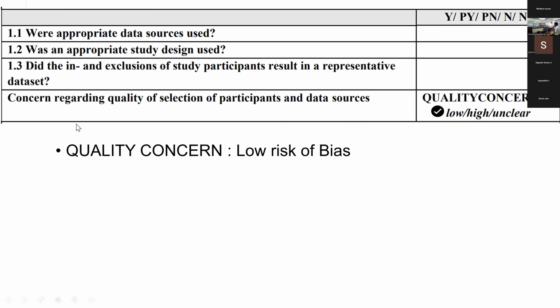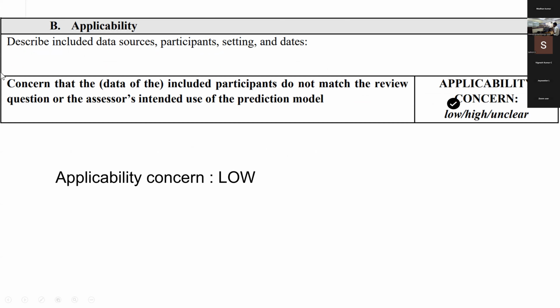So overall, considering all these factors, what is the concern regarding quality of selection of participants and data sources? I have given a low risk of bias because overall, I feel that the participants were recruited appropriately. And when it comes to applicability concerns, whether the included participants actually match our review question or our intended use population, we also expect our population to be in a similar age group with a similar proportion of smoking, diabetes, and hypertension risk in the baseline. So I've given the applicability concern as low in this setting.